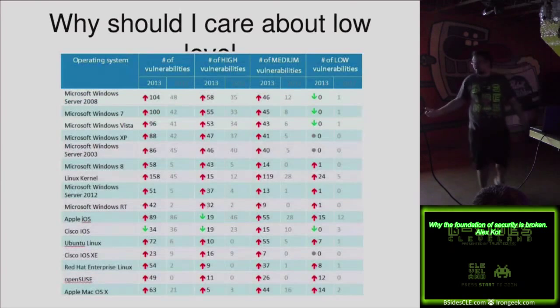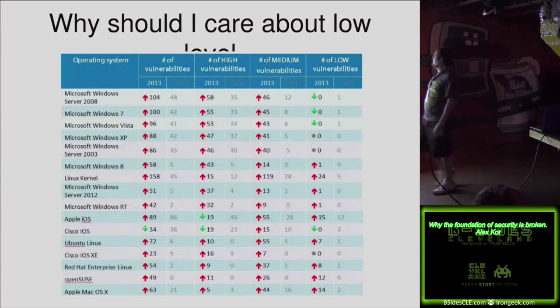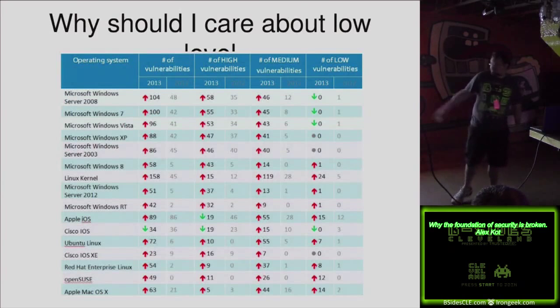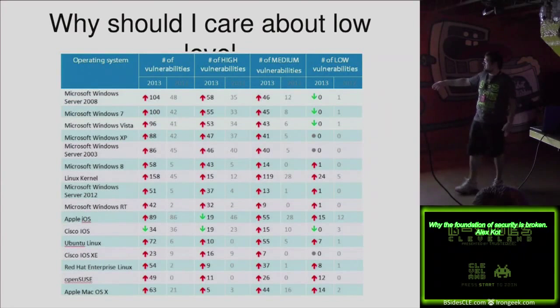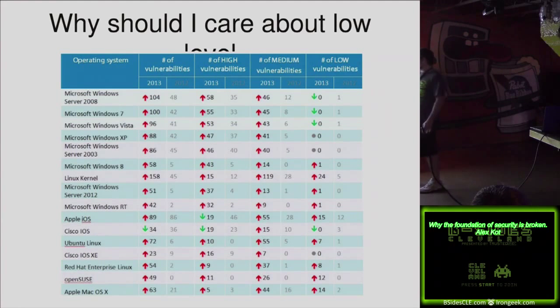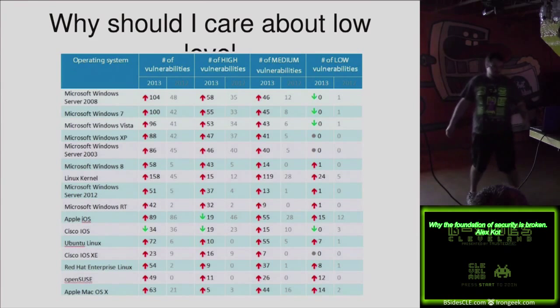So why should you care about low-level languages? This is an older chart from 2013, but all these operating systems here are written in C and parts of assembly. An operating system by nature has to be fast and efficient, so it has to be written in a low-level language. A lot of this here, these are basically vulnerabilities that are constantly happening.